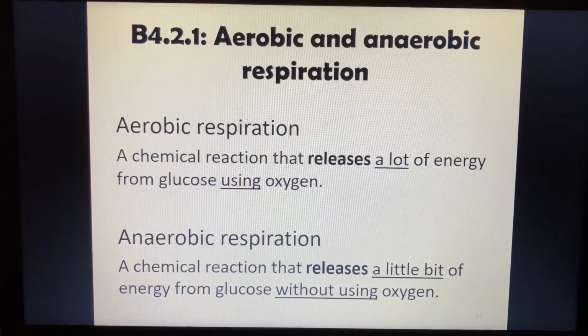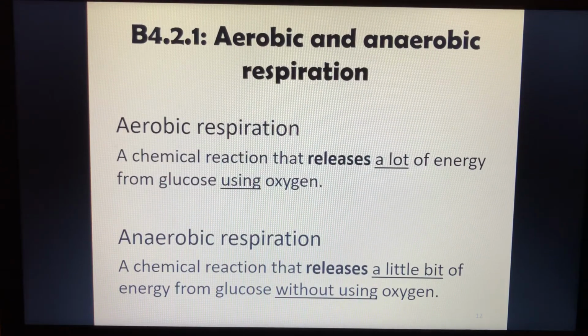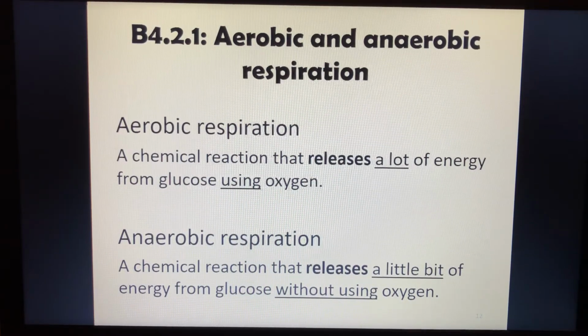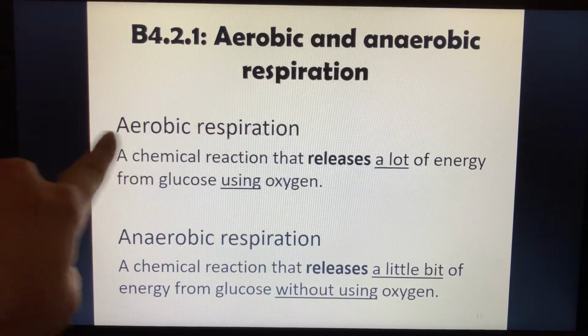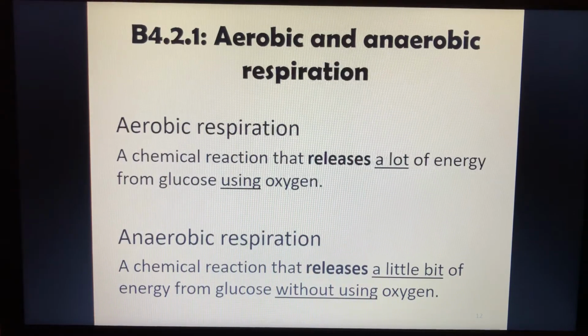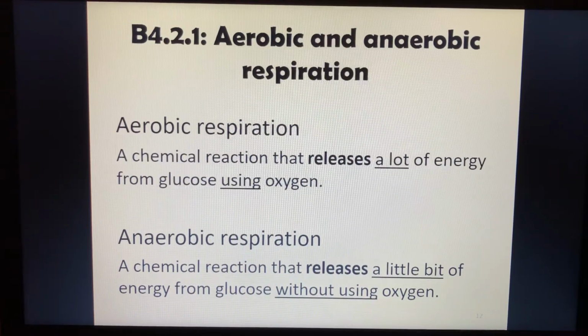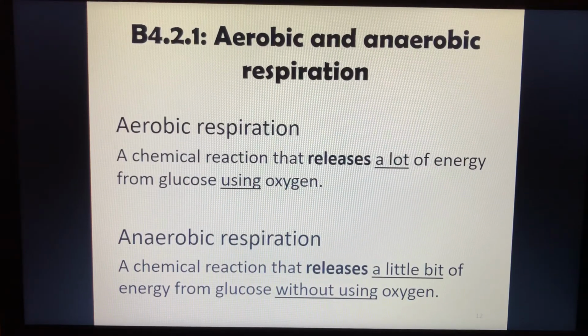So aerobic respiration, we need to write notes from this page please, is a chemical reaction that releases, it does not create, it does not produce, it releases lots of energy from glucose using oxygen. So it's in the presence of oxygen. Look at the spelling of aerobic, it's like aero the chocolate. A lot of people miss out that E. Be careful when you write the word aerobic. So it releases lots of energy from the glucose using oxygen.